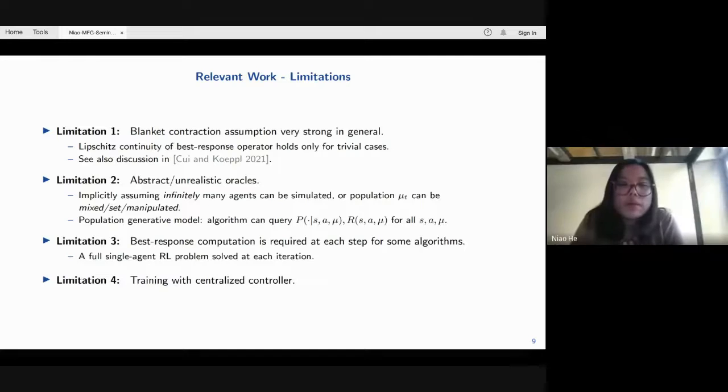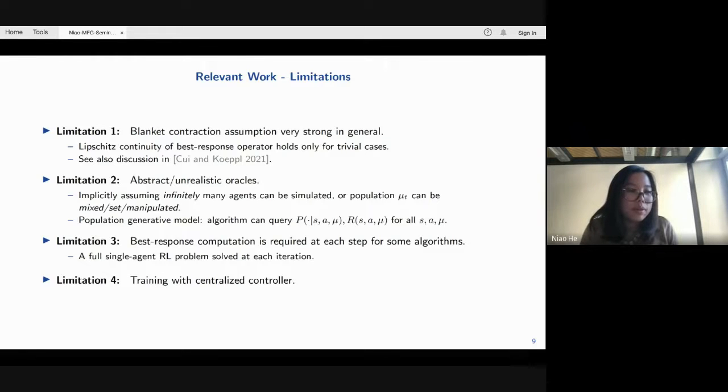Okay, so here I mean that for some of these existing works, some of them would assume, for instance, that you update your population distribution with fictitious play, or you update your population just by mixing your current one with your new update, right? So you need to kind of reset your population anew.